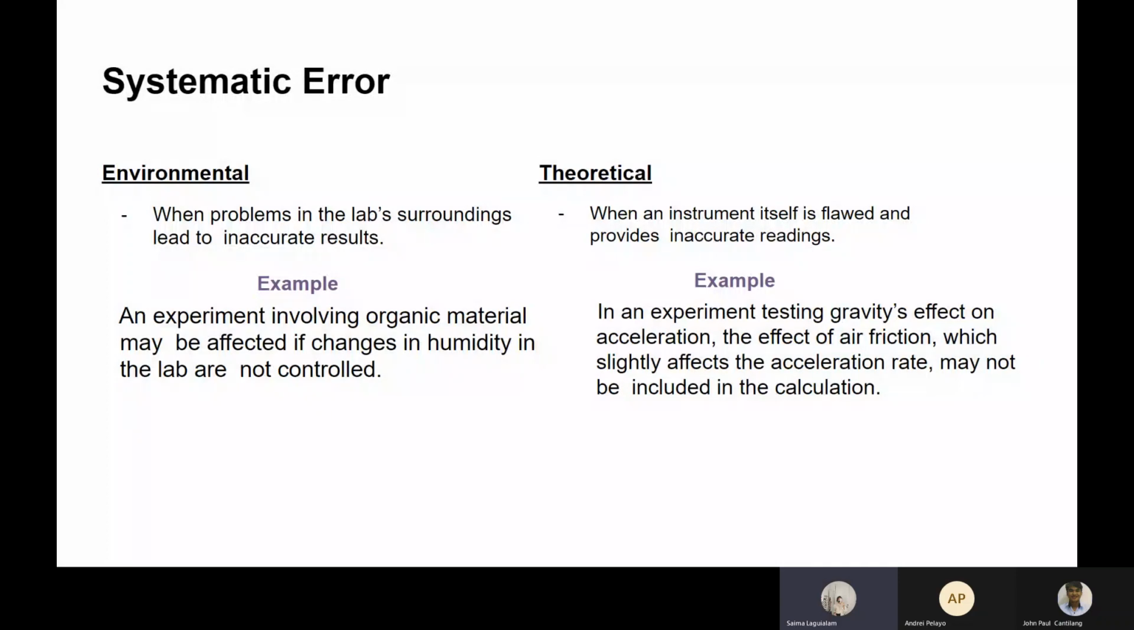Third is environmental. When problems in the lab surroundings lead to inaccurate results, for example, an experiment involving organic material may be affected if changes in humidity in the lab are not controlled. And last, theoretical, when an instrument itself is flawed and provides inaccurate readings. In an experiment testing gravity's effect on acceleration, the effect of air friction, which slightly affects the acceleration rate, may not be included in the calculation.